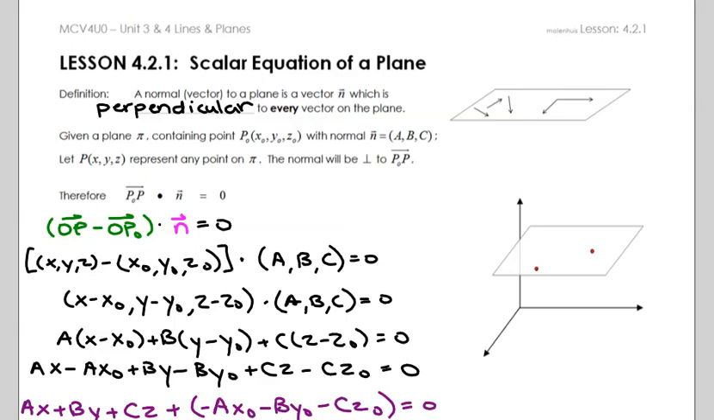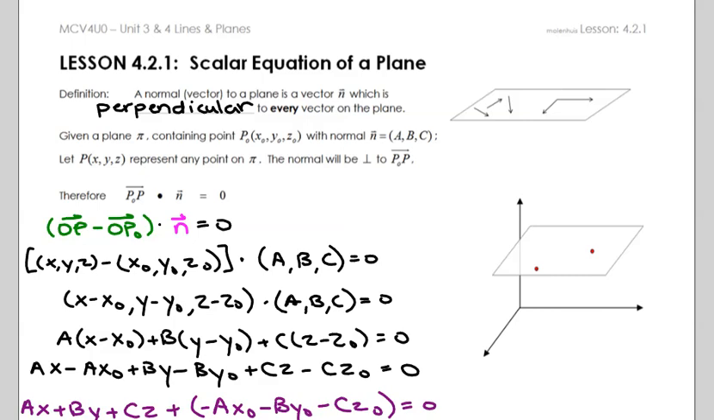Hey everybody! In the last unit, we had focused on lines, where we were talking about different ways that we can write the equation of a line. So we looked at vector equations, parametric equations, scalar Cartesian equations, and now looking at unit 4, you'll notice that planes also have similar ways of writing equations.